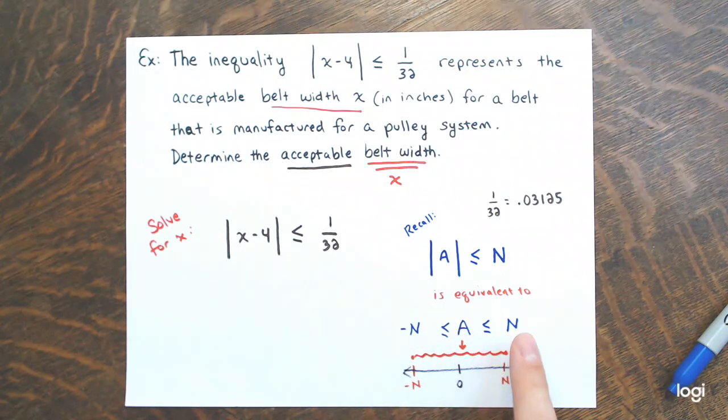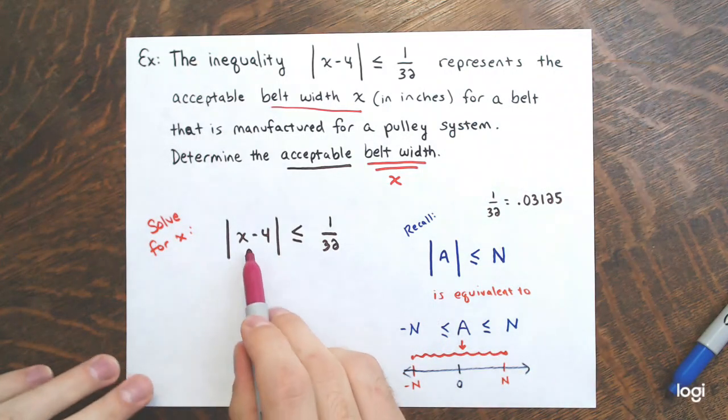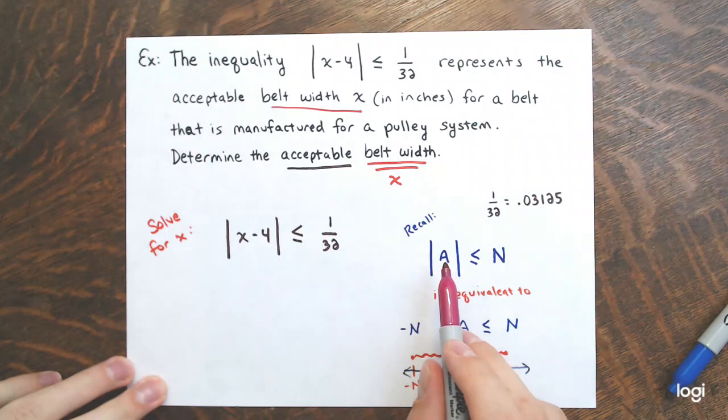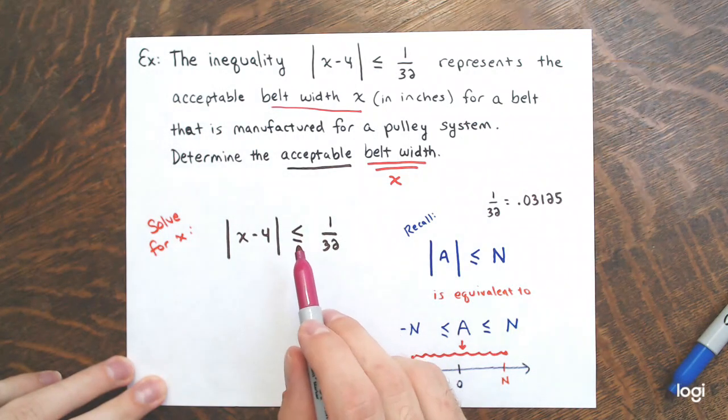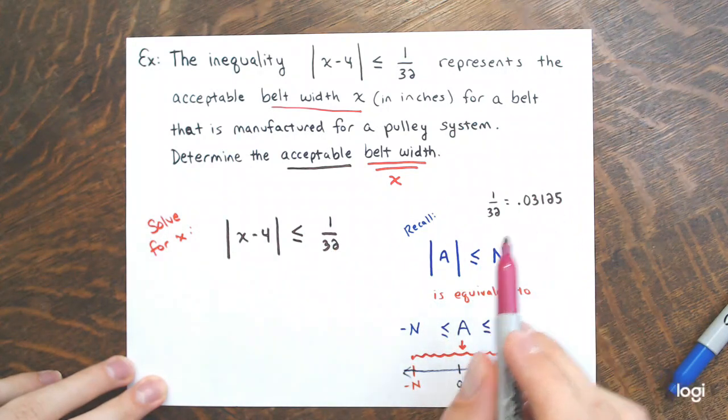Remember these connected inequalities, I shouldn't say compactified, that's another thing. But this compactly written connected inequality is two inequalities at once connected by the word and: negative n is less than or equal to a, and a is less than or equal to n. All right, so over here, I have the absolute value of x minus 4, which is like the a over here, is less than or equal to this non-negative number 1/32, or again 0.03125.